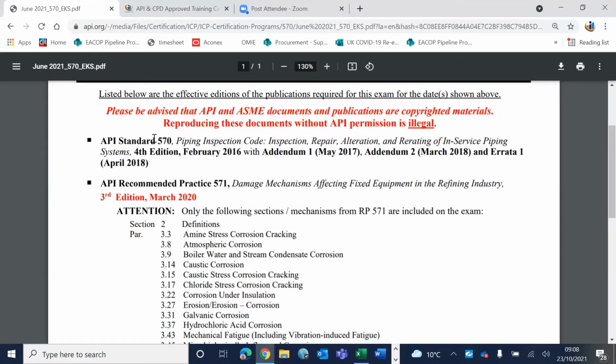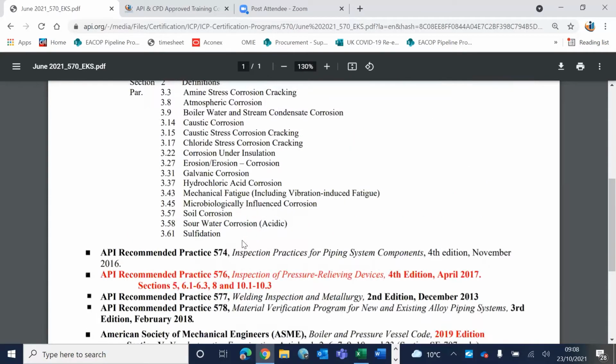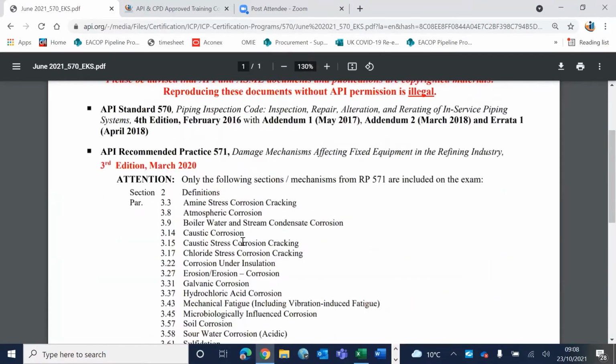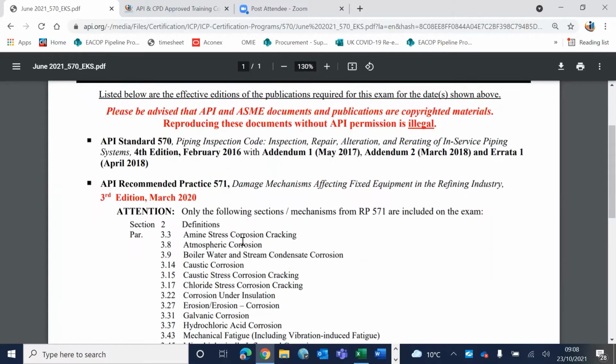Now, what's the difference between 570 and 574? One is inspection practice, 574, and 570 is inspection code. The difference is 570 tells you about do's and don'ts, right? It's the law, the rule. You cannot violate that. The code you can never violate, okay? Otherwise, you cannot certify it as per API 570 piping system.